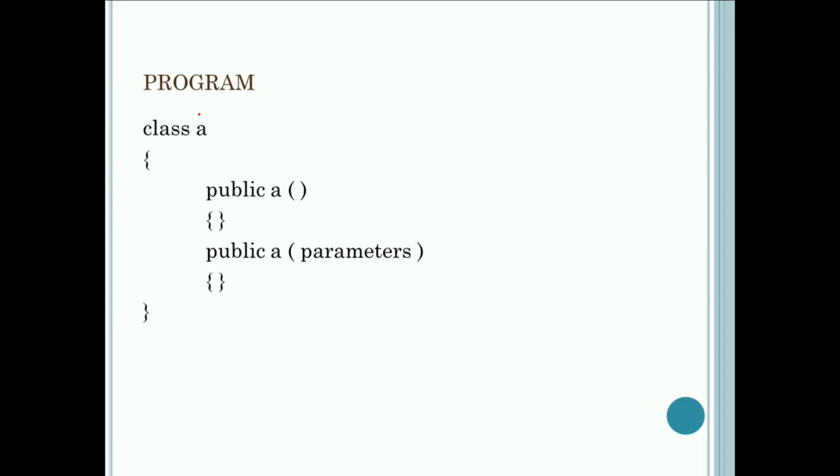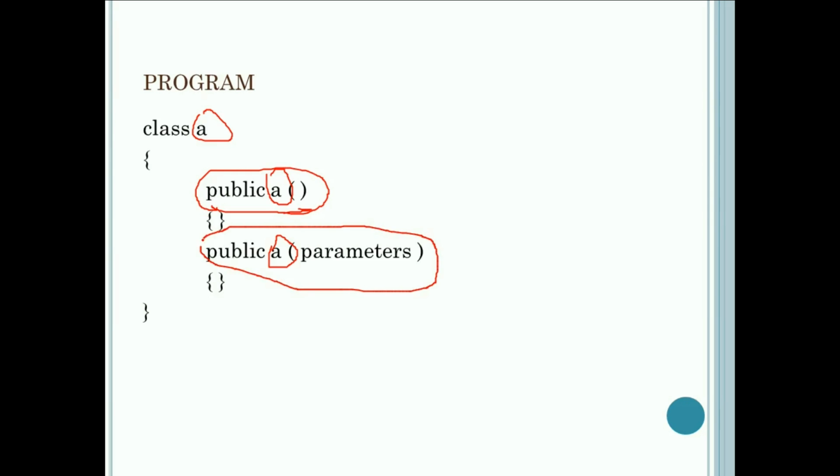I have said that a constructor has the same name as that of the class. The class name is a and the constructor also has the name a. It does not have any data type. We have seen that it does not have any data type, int, char. Next is public. Public is an access specifier, and public a is the default constructor. The first one is the default constructor as it does not have any arguments or parameters. The next one is public a, and it has some parameters. Parameters can be int a, char b, any parameters.